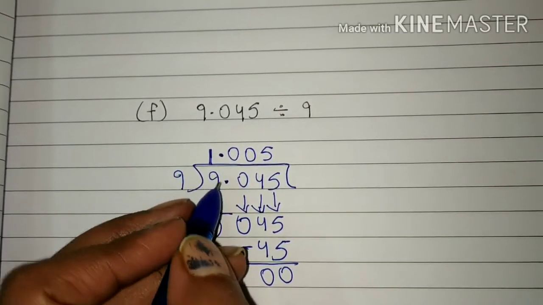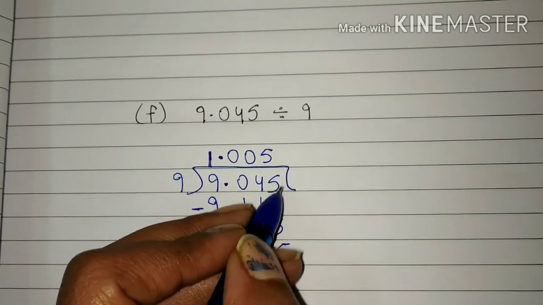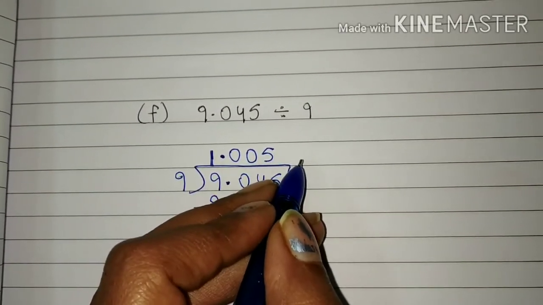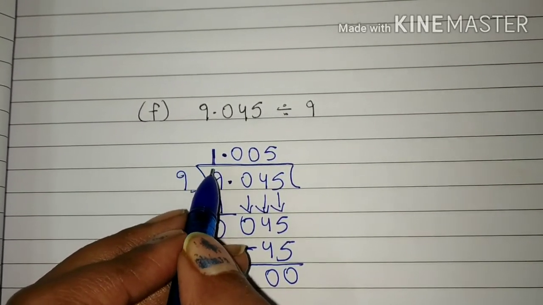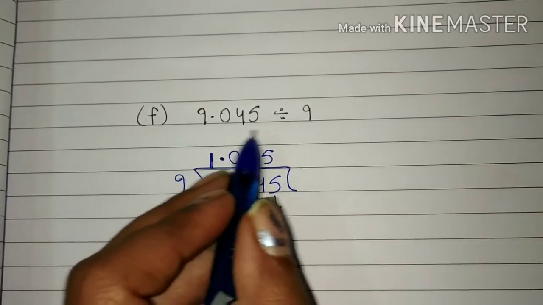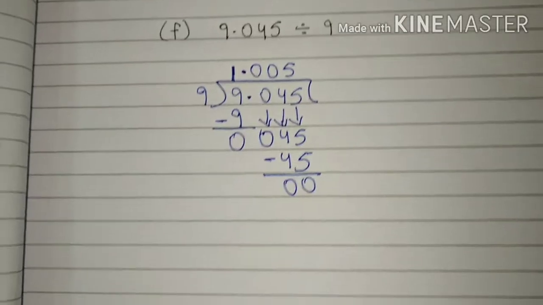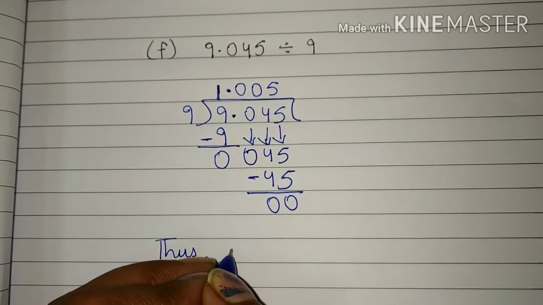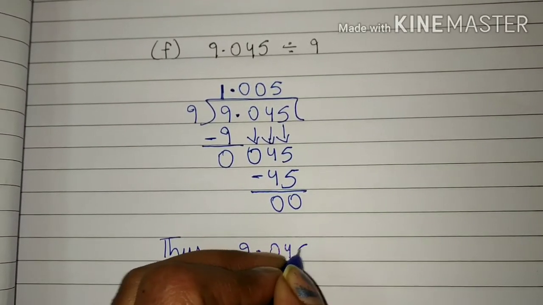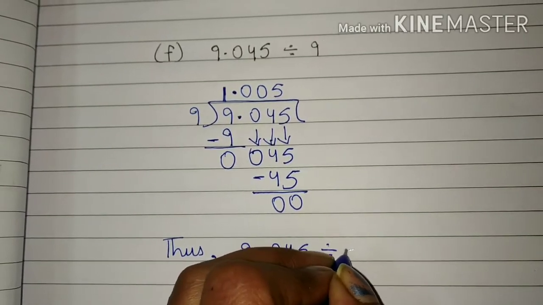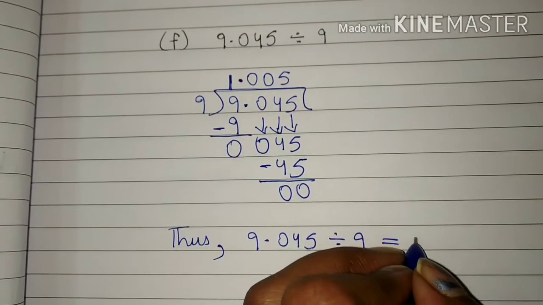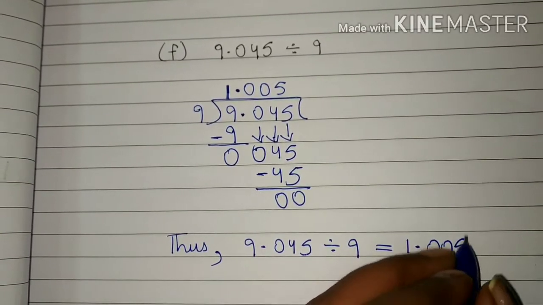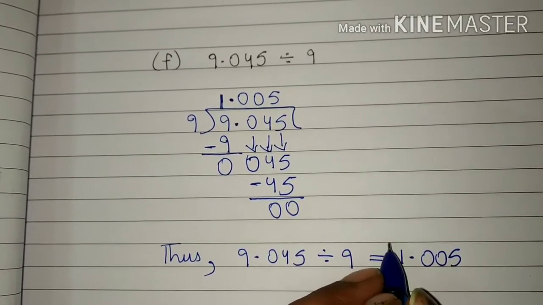Students, when you divide 9.045 by 9, it gives you 1.005 as quotient. And students, 1.005, this is your answer. Thus, 9.045 divided by 9 gives you 1.005 as quotient. Students, 1.005, this is your answer.